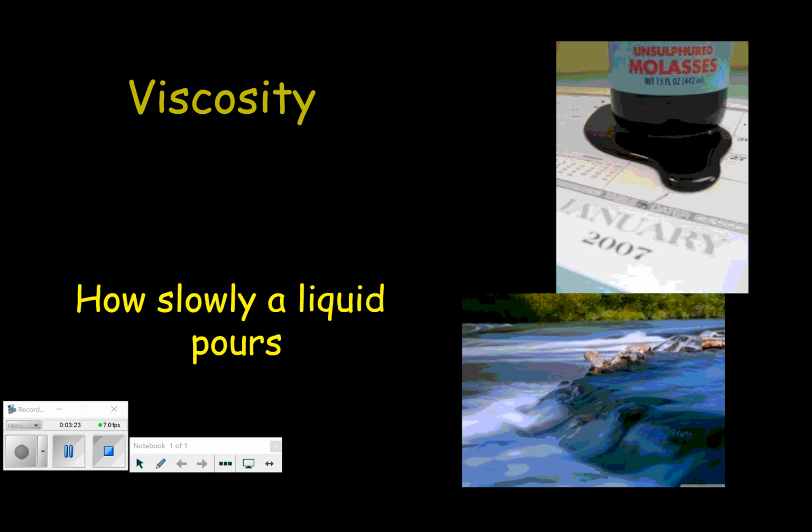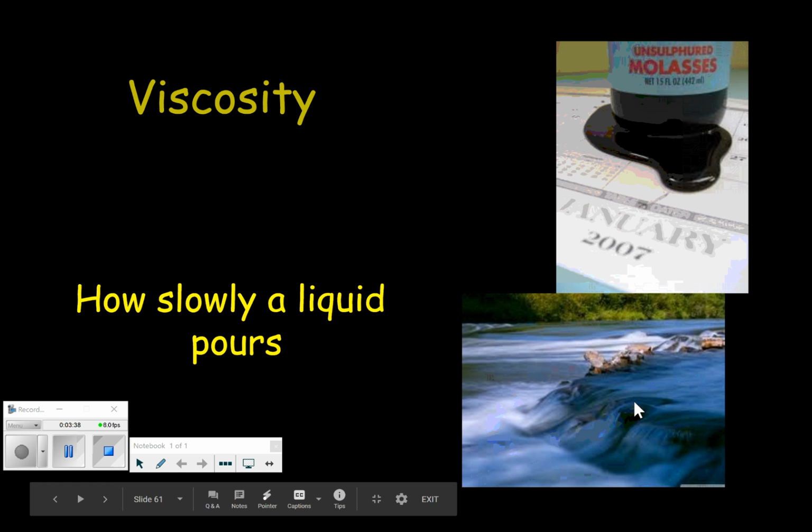Viscosity is how slowly a liquid pours. Molasses is highly viscous. That means it pours very slowly. Water is not very viscous. That means it pours very quickly.